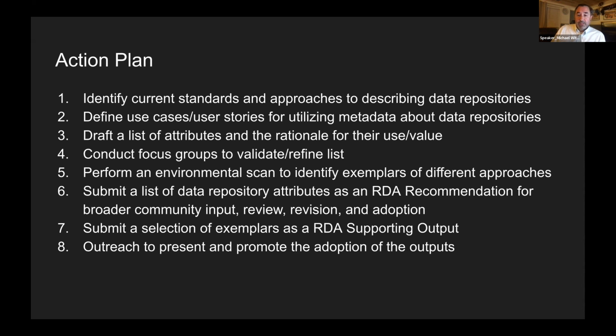Kazu and Allison, and Kathleen and others are going to talk about that also in a little bit. The third is to draft the actual list of the attributes and their rationale for their use and their value. And then conduct focus groups to validate and refine the list. We're going to begin some of this activity today with our launch meeting. This will continue over the course of the next 2 plenary meetings. Number 5 is to perform that environmental scan to identify our exemplars for our supporting output. And then go ahead and draft and submit our recommendation, the list of attributes, to go through the community review process in the RDA to be accepted as a recommendation.